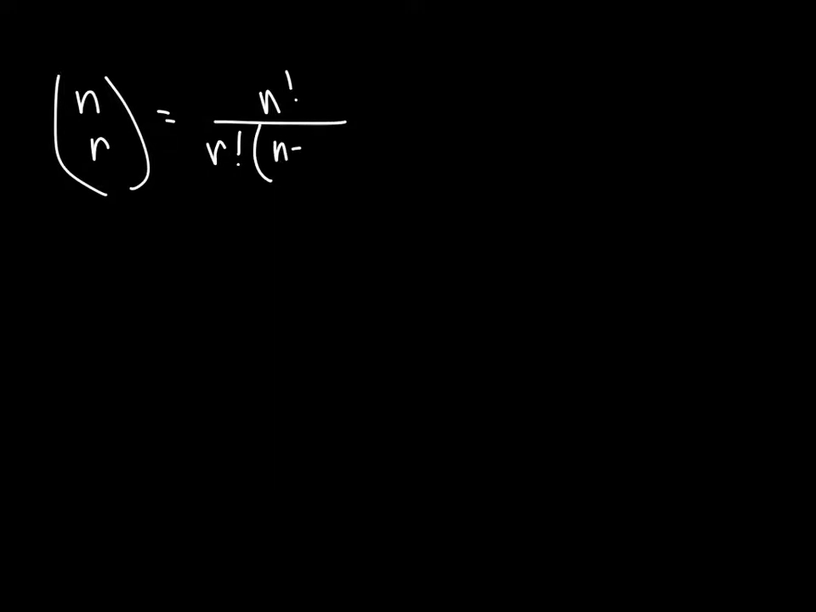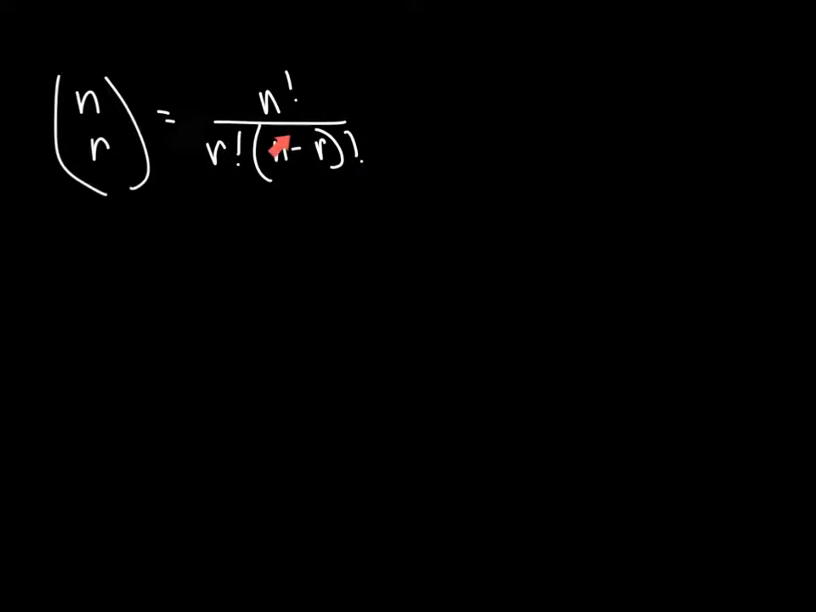So one of the things I want to do is give you a formula, just because I want you to practice it, and it's called the formula for the binomial coefficient. And it looks like this. There's no line there. n, r, and we put that in parentheses. And that equals n factorial all over r factorial times n minus r factorial.